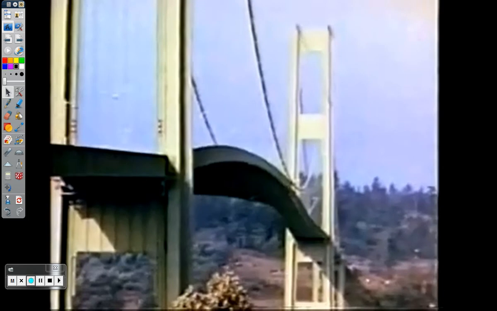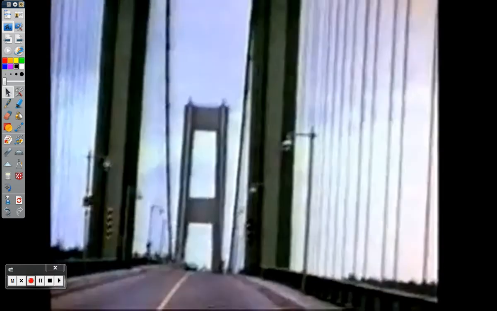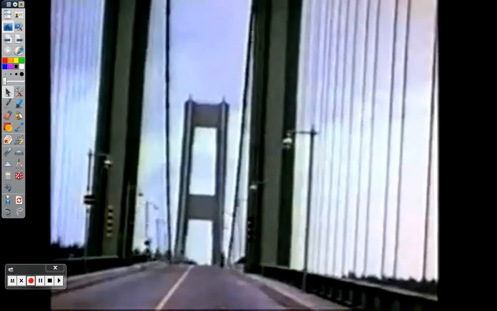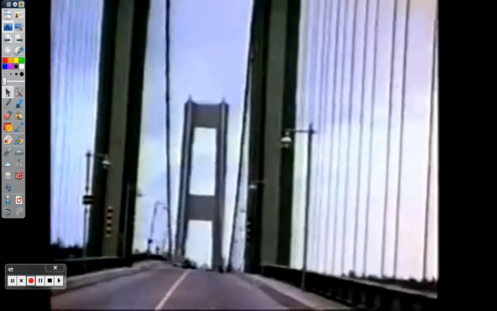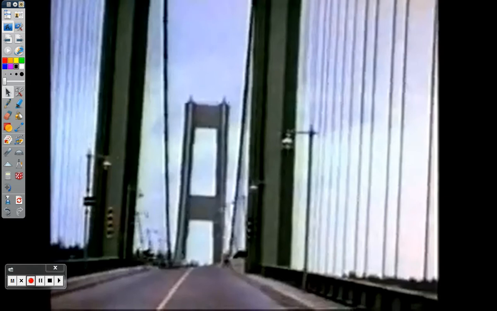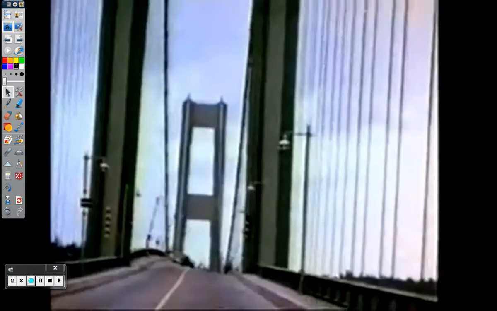It's remarkable that the girders were this flexible. This is photographed at normal speed. However, the collapse was inevitable after a little more than an hour of this.